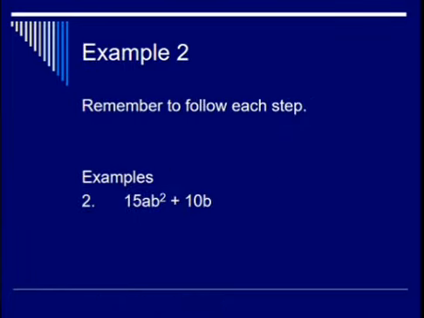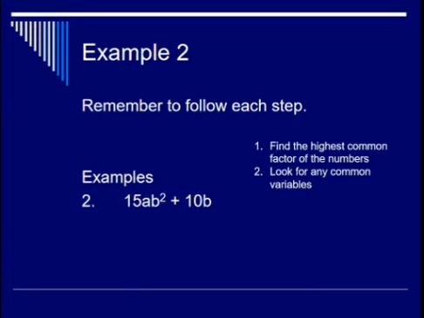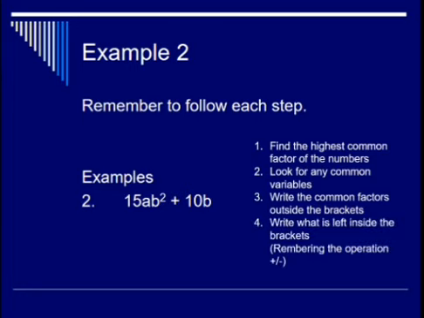Also, this is another example. We'll start by the first step. What's the greatest common factor between 15 and 10? The greatest common factor is 5. Do we have common variables? Here, in this case, yes, you have a common variable b. Now let us write the common factors outside the brackets, and we write what is left inside the brackets.